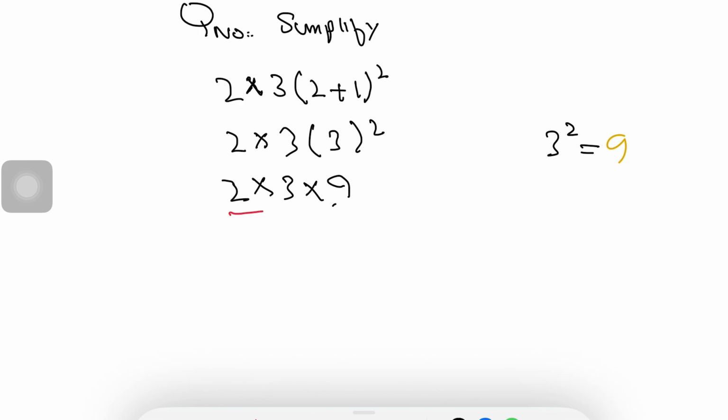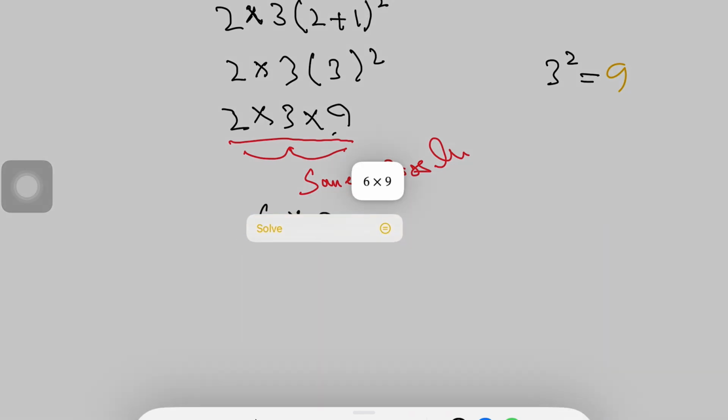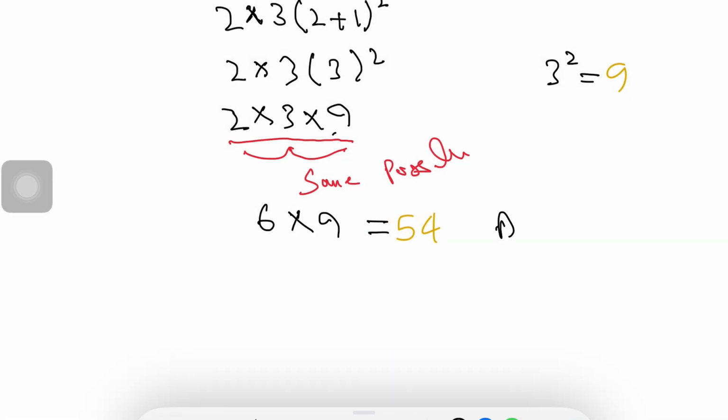Okay, and here, the last option, all the arithmetic operations are multiplication. So we first multiply 2 by 3, or 3 by 9, same position. So here first 2 multiply 3 is 6, and multiply 9. Okay, and 6 multiply 9 is 54. So 54 is the right answer.